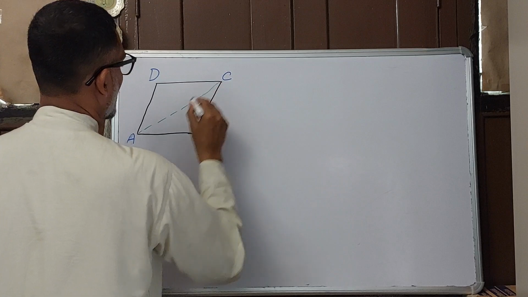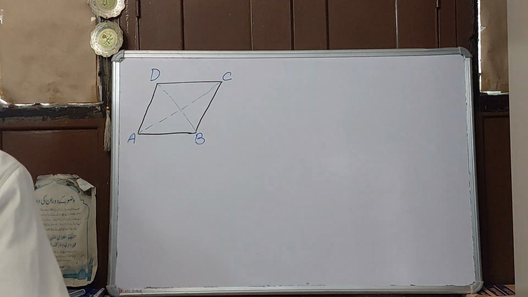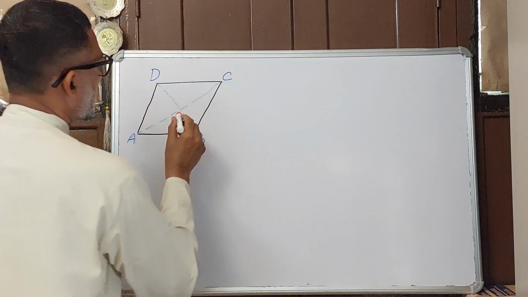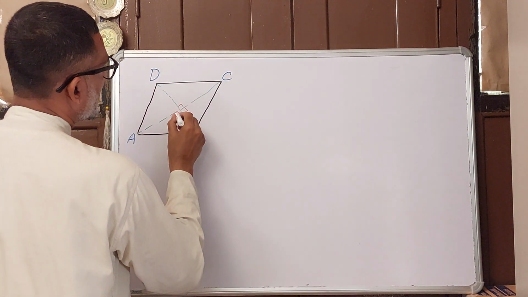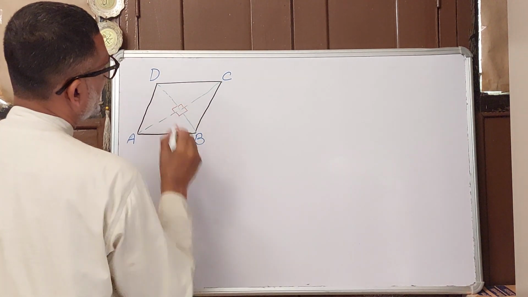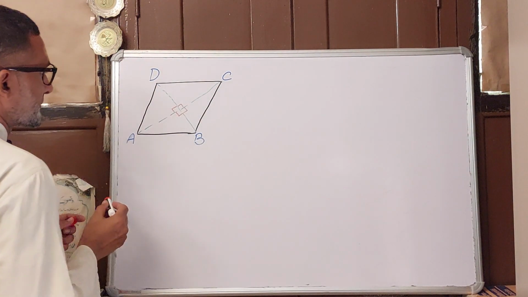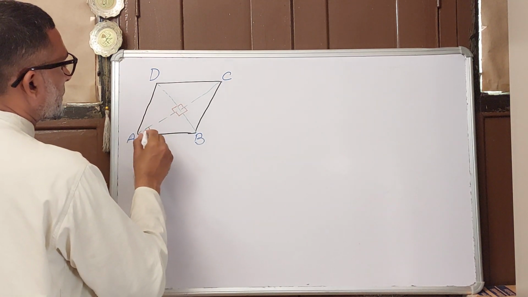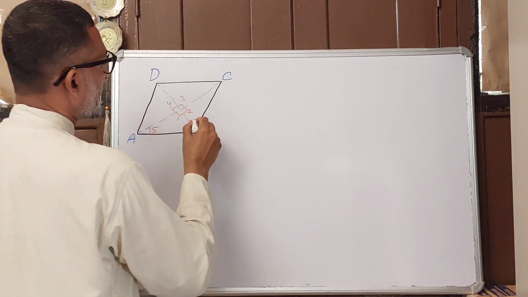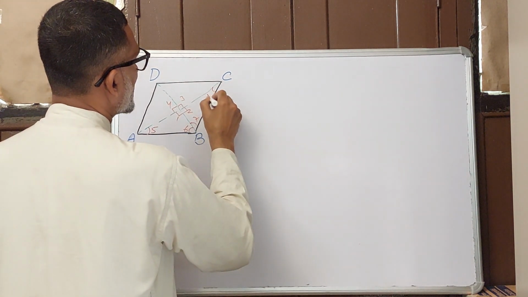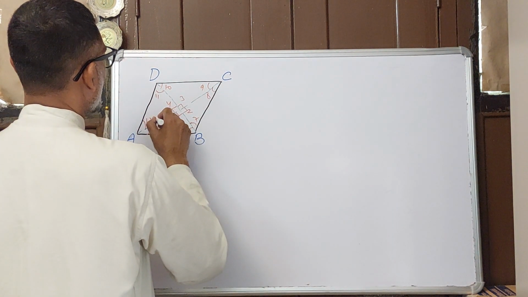After drawing its diagonal, and its diagonal also like this, it also cuts at the center at 90 degrees. We denote 90 degrees just like this. And we can also mark the sides 1, 2, 3, 4, 5, 6, 7, 8, 9, 10, 11 and 12.